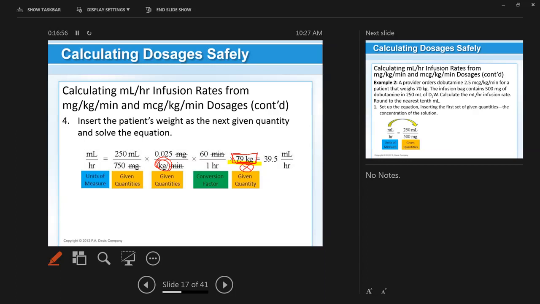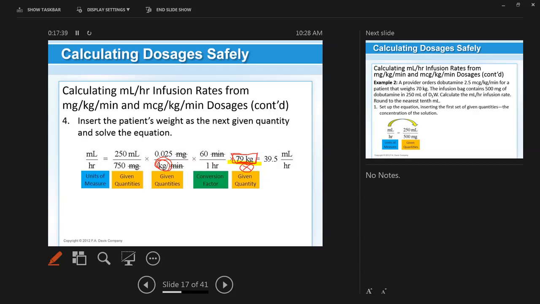So how we would want to enter that into our calculator would be 250 times 0.025 times 60, and then we would go ahead and divide by 750. I am entering this into my calculator as I was not speaking. I missed a step here as I was trying to catch up. So I want you to put this into your calculator and see what kind of an answer you get. All right, I wanted to know if it came out to exactly 39.5, and it does.